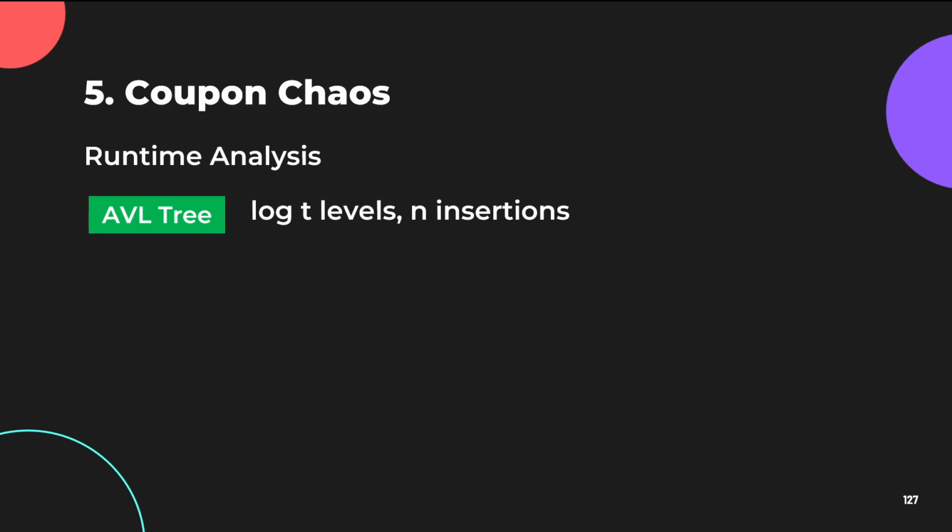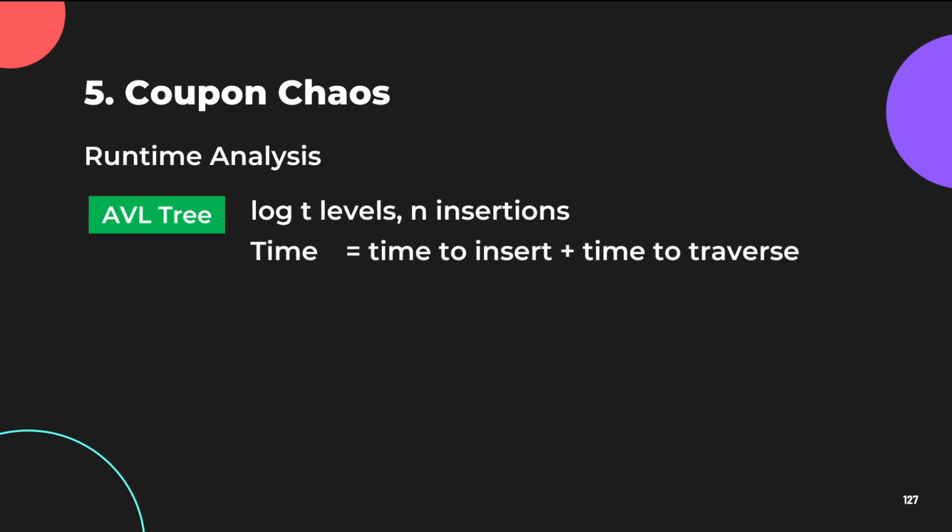So log t levels, and also you're performing n insertions. So the time it takes is the time to insert and also the time to actually do the in order traversal. To insert, you have n items to be inserted in log t levels. So in that case, there will be O(n log t) plus the time to traverse. There will be O(t) because you have to traverse through every single node. Okay, this part should be t, sorry. So O(n log t) plus t, that will give you your O(n log t) because it's more dominant, since we know that n will be much greater than t.